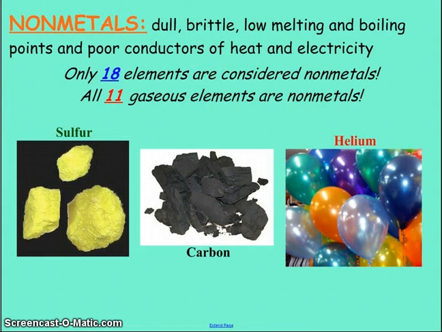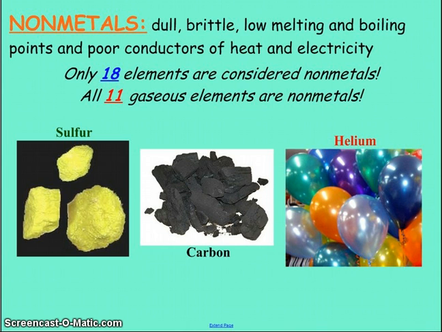Nonmetals are pretty much the opposite of metals. Metals are shiny, nonmetals are dull. Metals are malleable, nonmetals are brittle. If I hit them with a hammer, they shatter. They have very low melting and boiling points. All the gaseous elements, all 11 of them, are nonmetals.